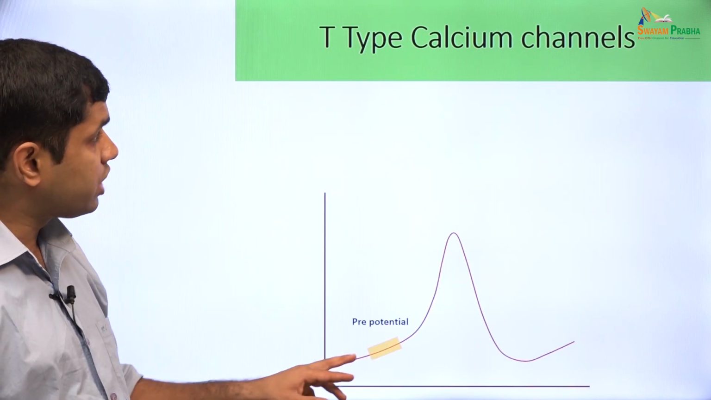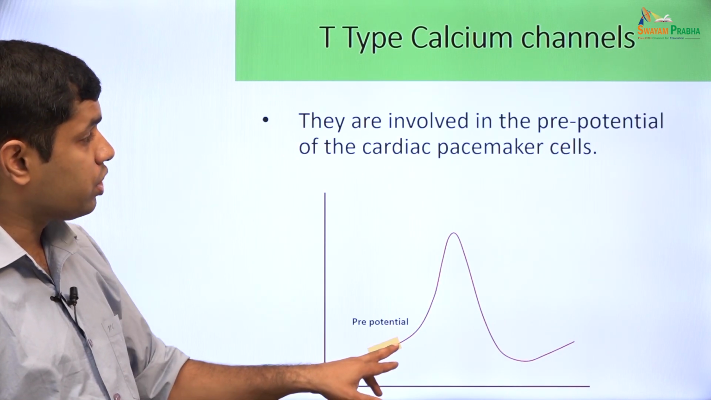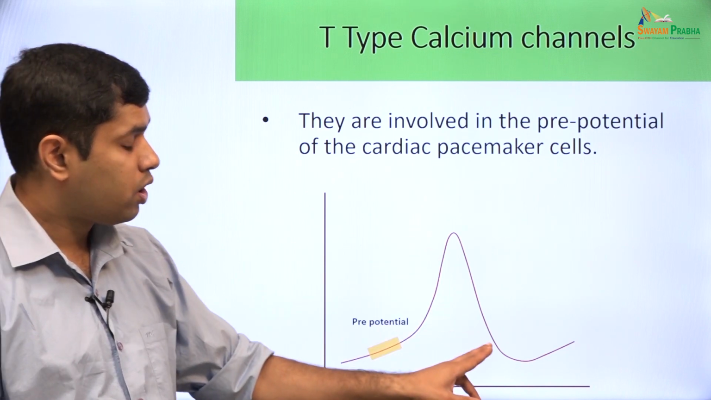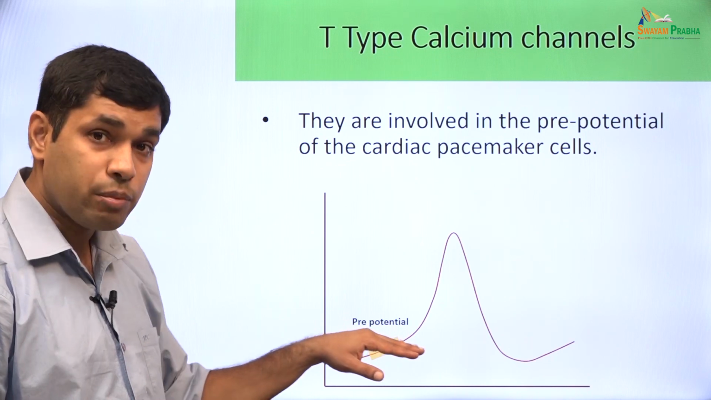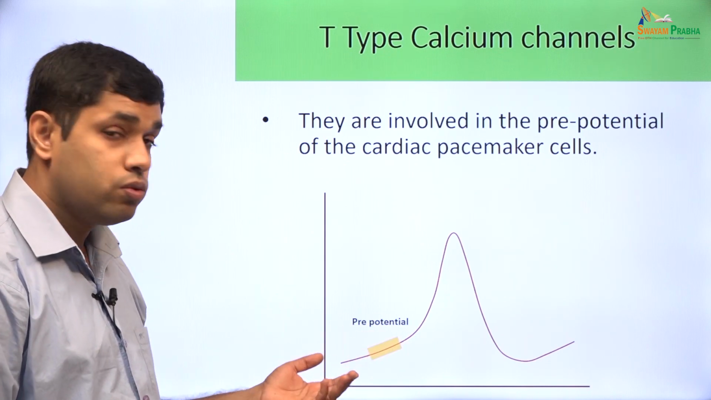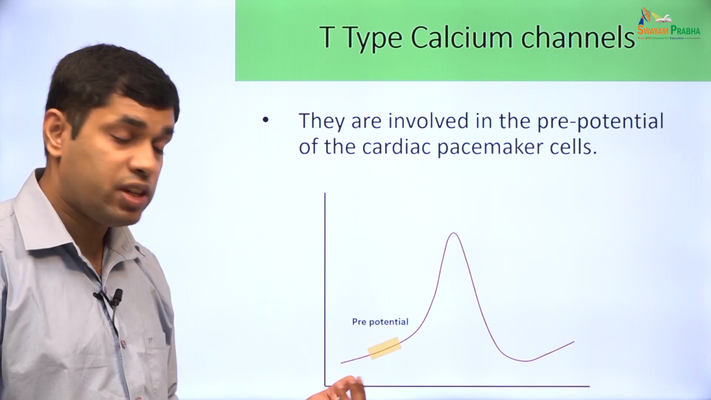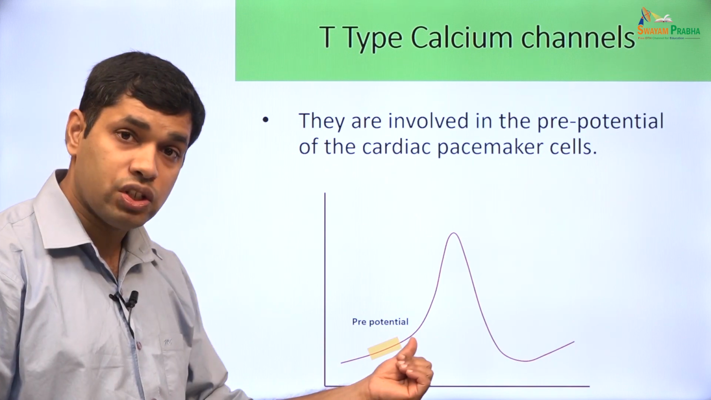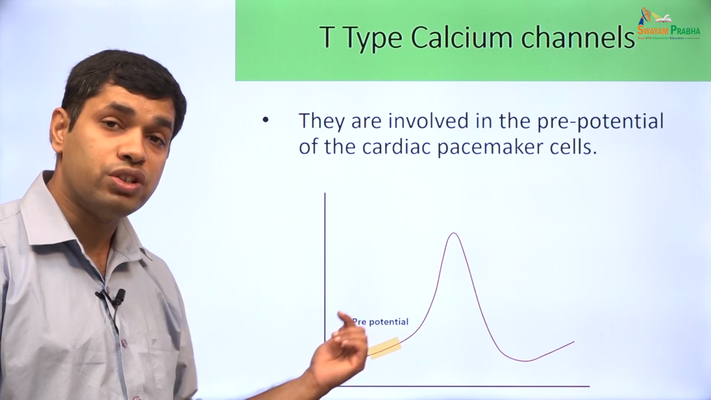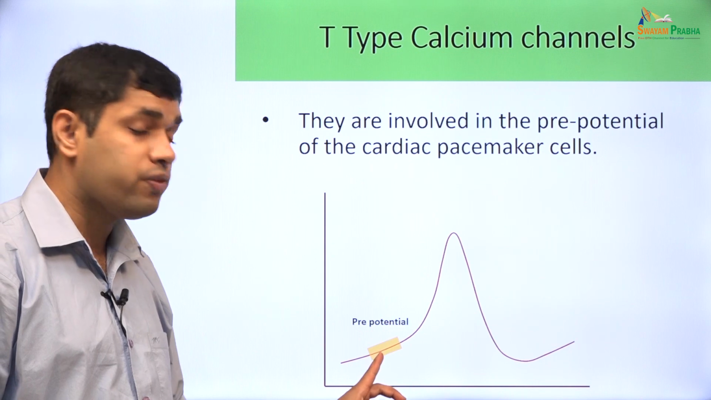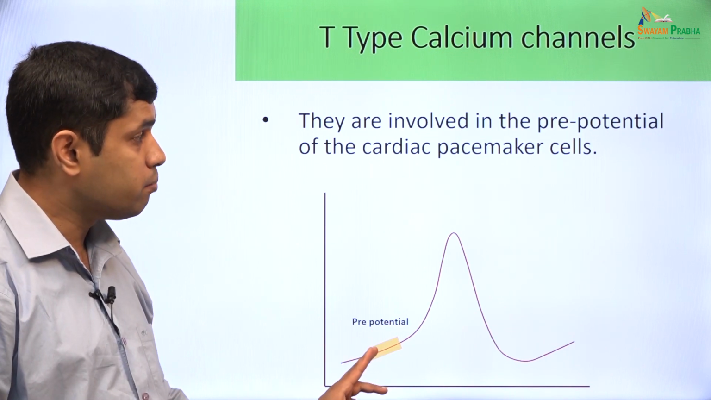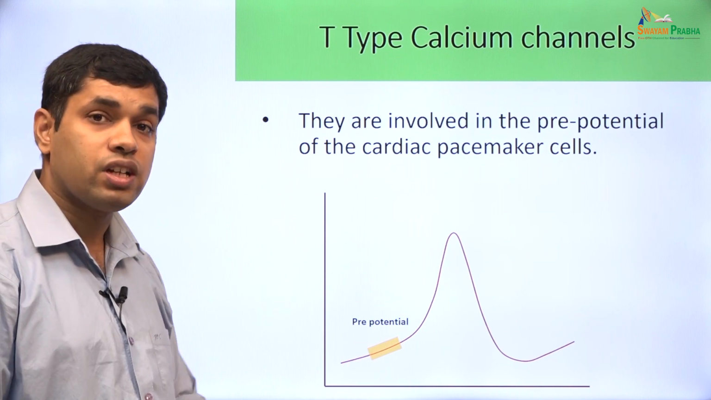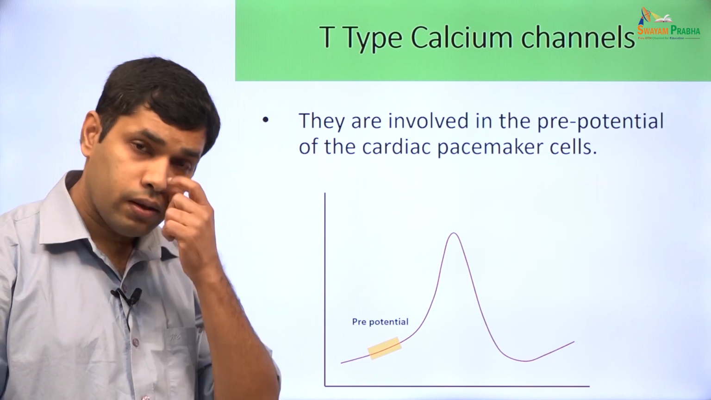The T-type calcium channel is important in the prepotential of the cardiac pacemaker cells. Now, the cardiac pacemaker cell does not have a resting membrane potential, but when you study the action potential of the pacemaker cells, you will realize that there is a prepotential, and there are a few ion channels and transporters that are responsible for this. One of them is the T-type calcium channel. So, the T-type calcium channels are important for the prepotential of the cardiac pacemaker cells.